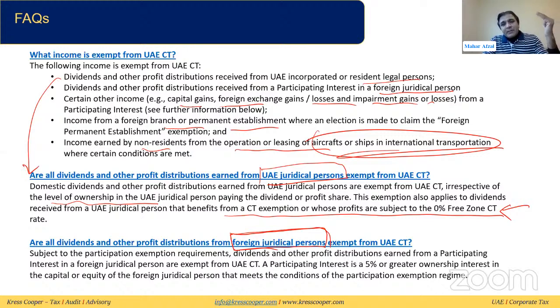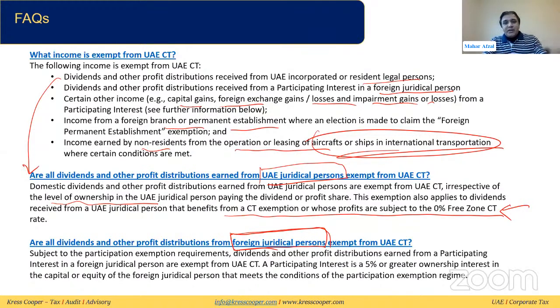The fourth is that at least 50% of the participation interest's assets are net exempt if they would have been held in the hands of the taxable person. If all these conditions are fulfilled, then we'll say this is a participation interest. For this participation interest, the dividend will not be subject to corporate tax.